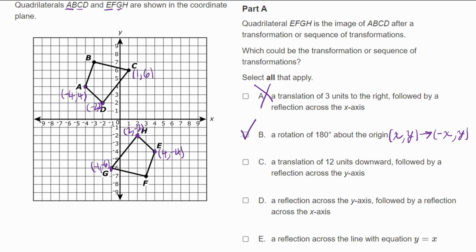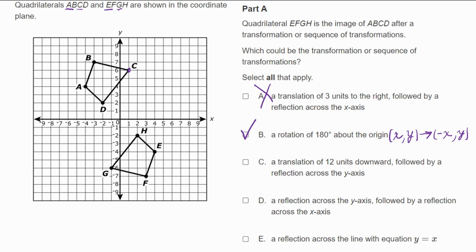So this is one of our answers, but it says select all that apply, right? So we need to do that. We need to test other things. Let me just erase my grid, clean it all up for us, and let's try our next one, right? So I'm going back to C. Now it says a translation 12 units down, followed by a reflection across the y-axis. So I'm going to change colors here just to make it a little different for us. Go green. Boom. All right.